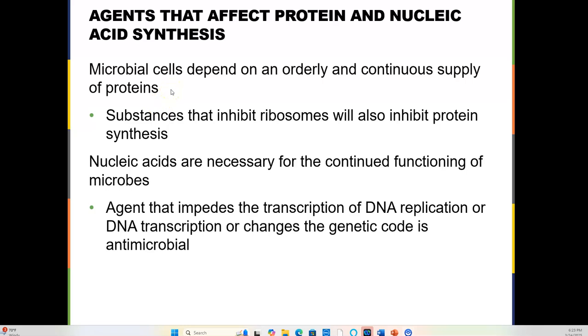Agents that affect protein and nucleic acid synthesis. Microbial cells depend on an orderly and continuous supply of proteins. So if a substance inhibits ribosomes, then you won't have protein synthesis. If you have some that impede the transcription or translation of DNA, then you won't have proteins either.